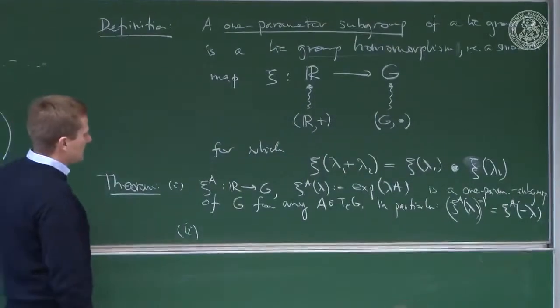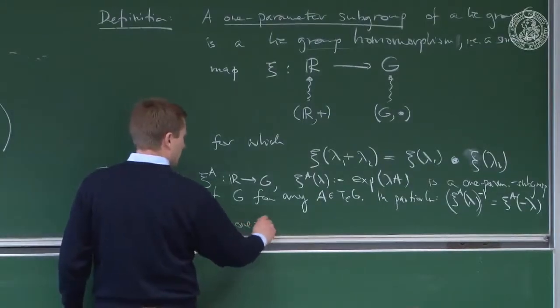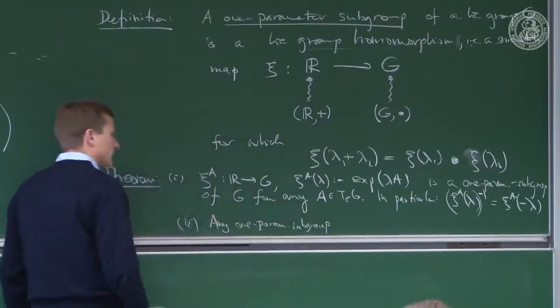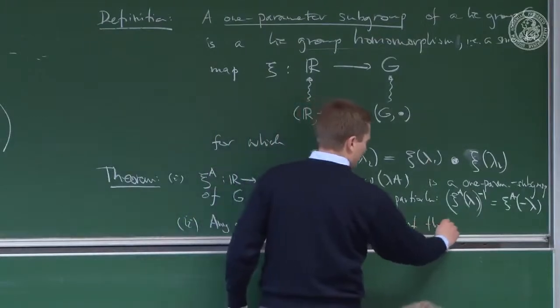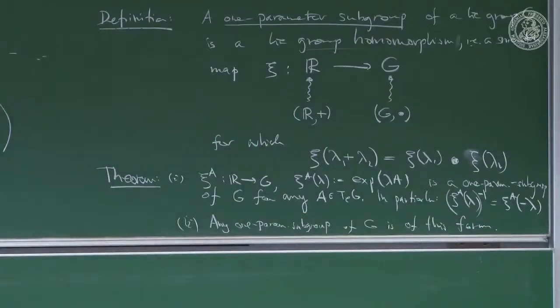Okay, and the second statement is any one-parameter subgroup, or one could also call it any one-dimensional subgroup of G, is of this form. Okay. So the Lie algebra allows us to understand all the one-parameter subgroups of our Lie group. Questions here? Okay.